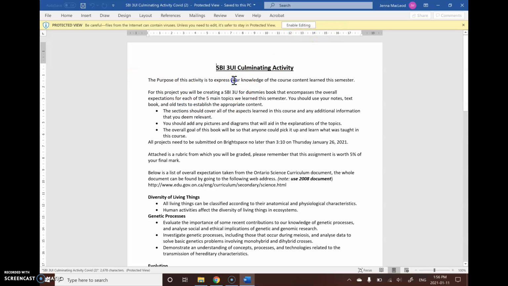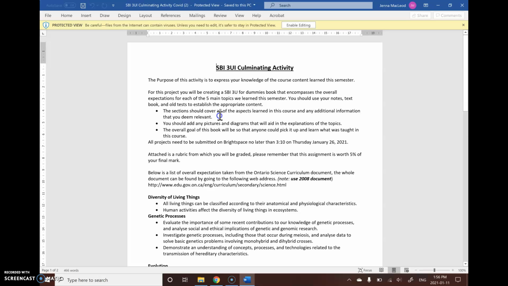Okay, so the purpose of the activity is to express your knowledge of the course content learned this semester. For this project, you'll be creating an SBI 3U for Dummies book that encompasses the overall expectations for each of the 5 main topics we learned this semester. You should use your notes, textbook, and all tests to establish appropriate content. Sections should cover all aspects learned in the course and any additional information that you deem relevant.